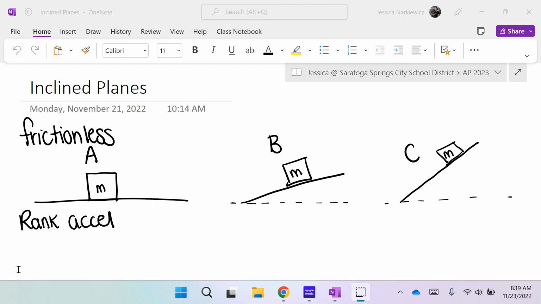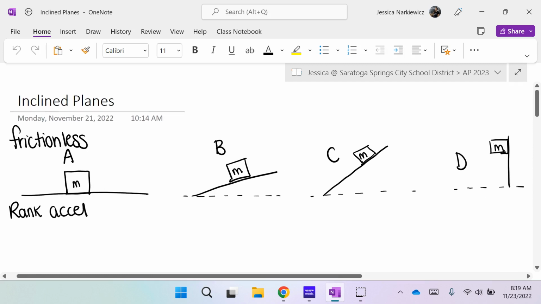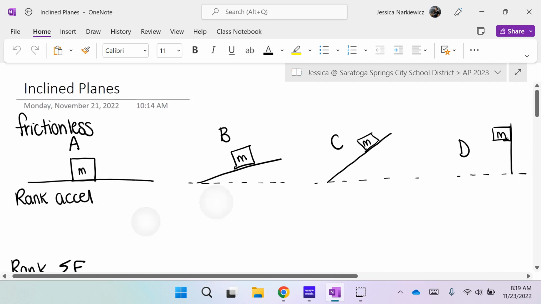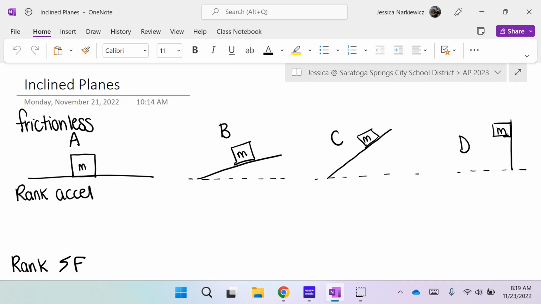All right, in this video, we're going to talk about inclined planes or ramp problems. So we're going to start off with you doing some ranking on your own. Let's say we have frictionless surfaces, and we have these four situations where we have a block of the same mass on some different surfaces. A is completely horizontal, D is completely vertical, and then B and C are at angles where C is a little bit steeper than B.